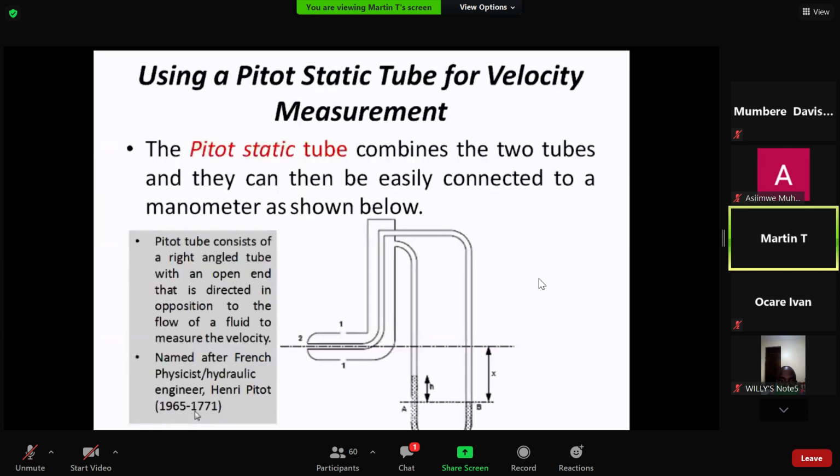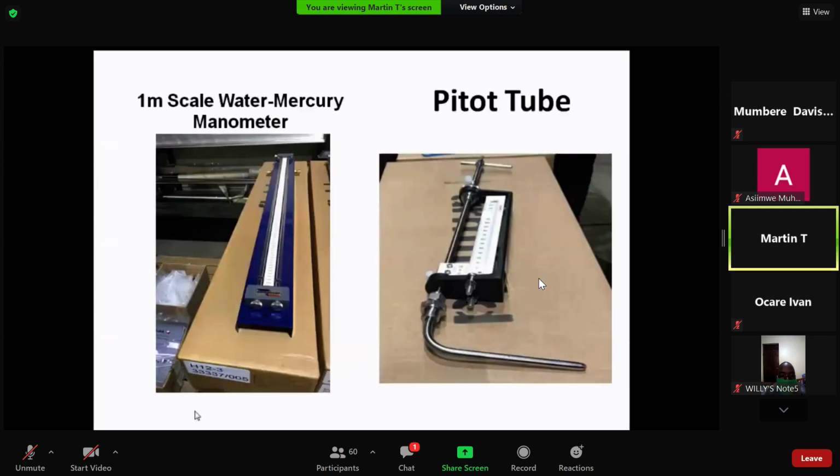Now this is a simplified schematic representation of our pitot tube. The picture that I showed you, the one on your right. I've told you that where the cursor is, there is an opening.